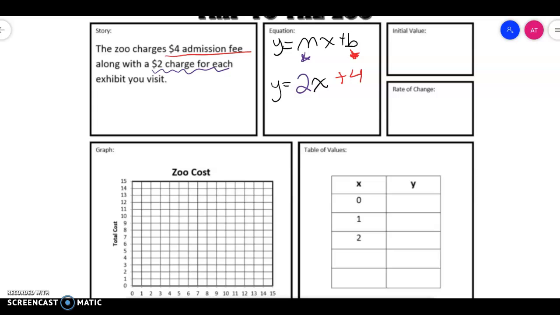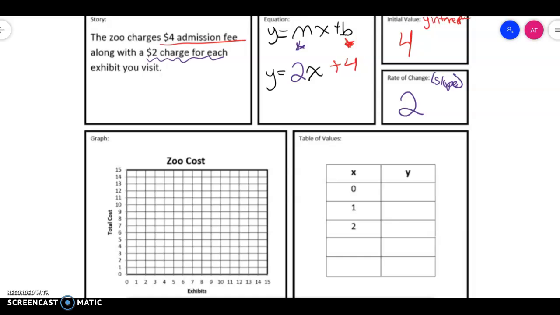So initial value is also, if you remember from your notes, another word for y-intercept, which was our 4. And remember rate of change, which is slope, something that's constantly changing at a constant rate of change, which is going to be 2.